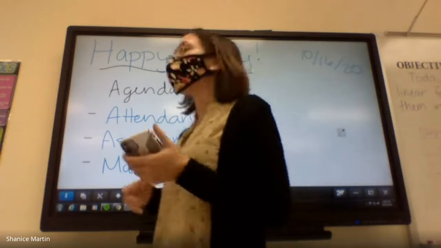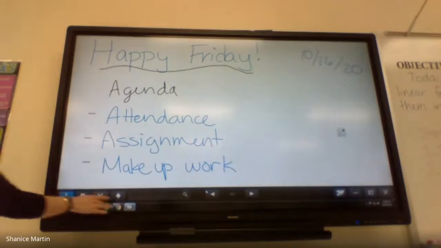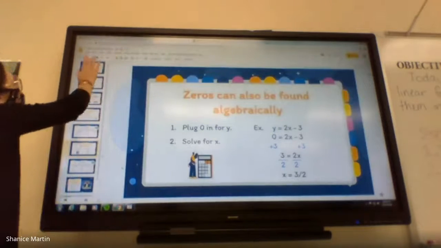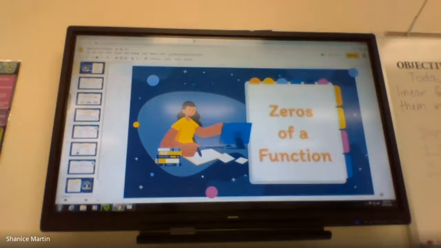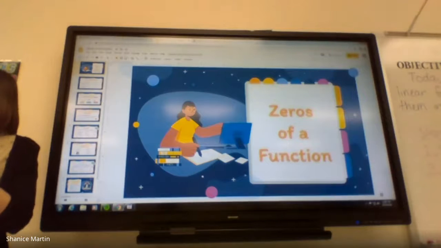All right, ladies and gentlemen, we're going to start with some review. We're going to review what we did yesterday. What did we do yesterday? We found zeros of a function. In a graph and how do you say that other word? Algebraically. There you go. That's good memory. Yep. We found zeros of functions yesterday.